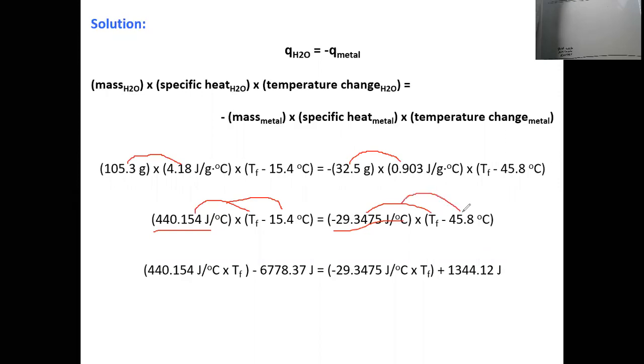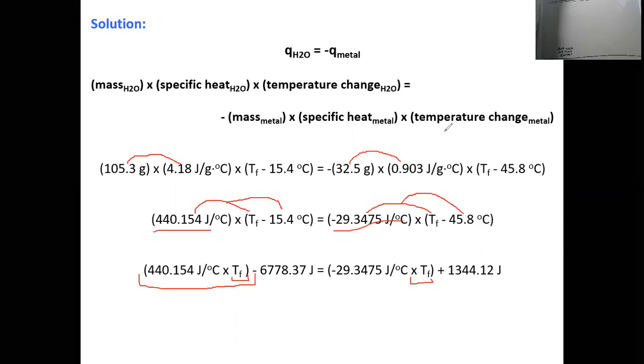And that TF, my final temperature, you can also turn that into an X value if you wanted to. But what I end up with over here is basically 440.154 times X minus 6778.37, and that equals negative 29.3475 X plus 1344.12.